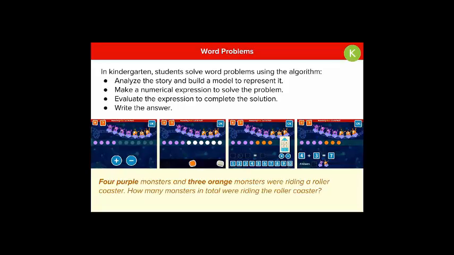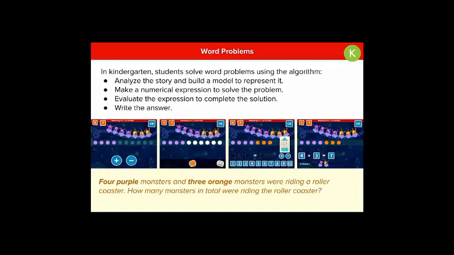4 purple monsters and 3 orange monsters are riding a roller coaster. How many monsters in total are riding a roller coaster? So there's the problem statement up top in that picture, and you can see one of the ways that we develop the difficulty is how clear the picture is. In this case, the picture is already a concrete model, right, because the monsters are in a row.